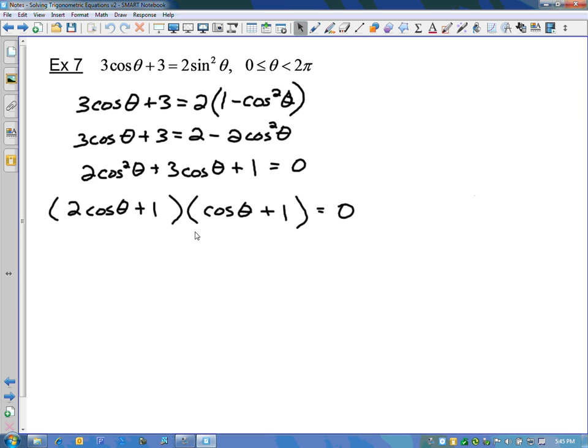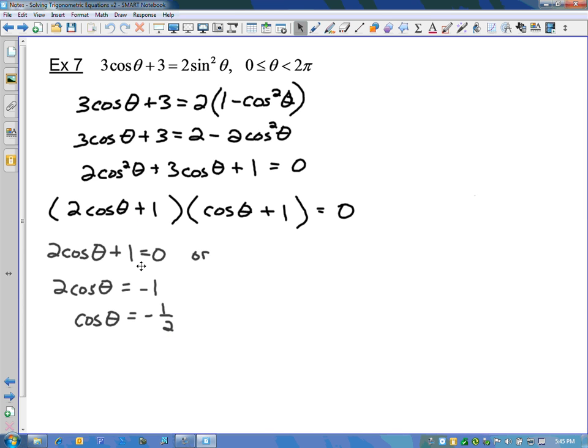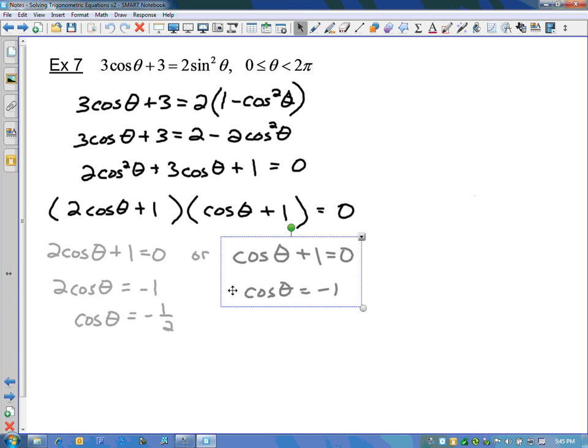And once we factor, we're going to set each factor equal to 0. So on the first one, we're going to set the factor equal to 0, and then we are going to isolate the trig function by subtracting 1 from both sides and dividing by 2. For the second one, the algebra is even easier. We're just going to subtract 1 from both sides.